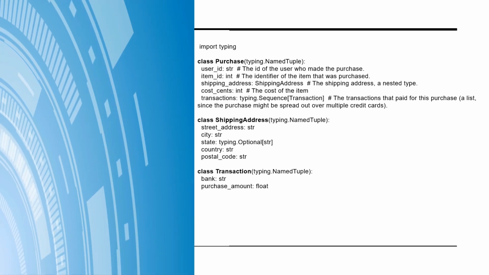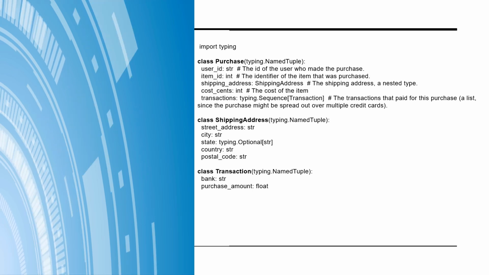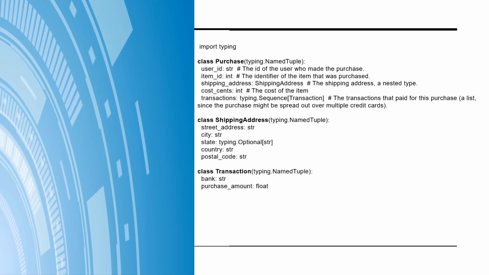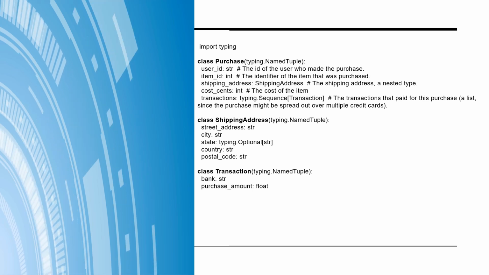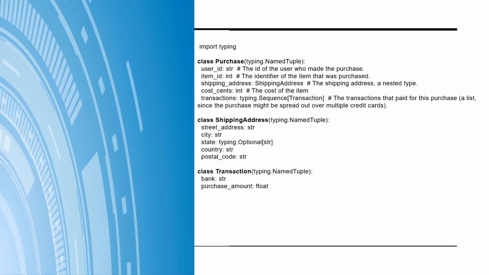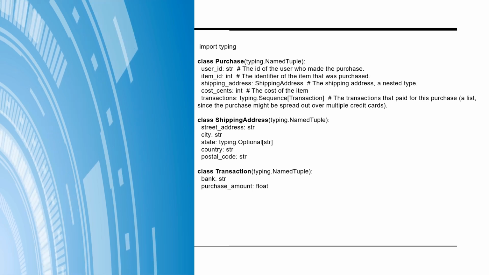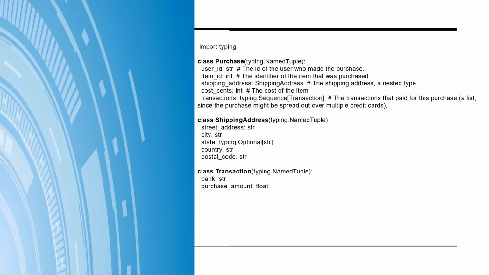In Python, you can use the following set of classes to represent the purchase schema. Beam will automatically infer the correct schema based on the members of that class. Let's take the purchase class, for instance. It has 5 fields: the user ID, the item ID, the shipping address, the cost in cents, and the transactions.